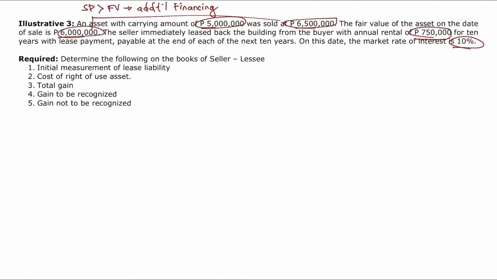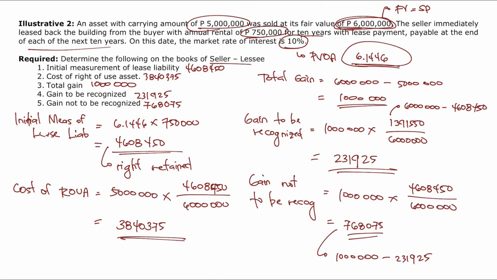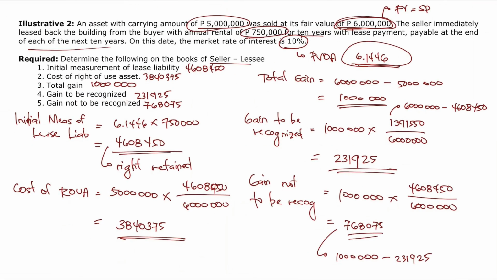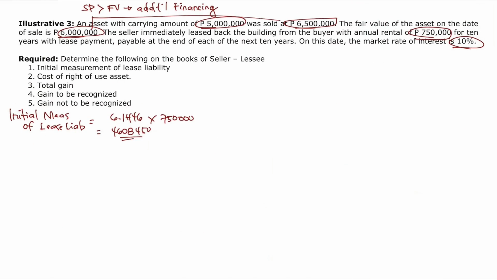So, ibig sabihin, initial measurement of lease liability will just be the same, and that's equal to 6.1446 times 750,000, or that is equal to 4,608,450. Okay? Kamukha lang ng problem number 2. So, 4,608,450 now, final answer, requirement number 1.